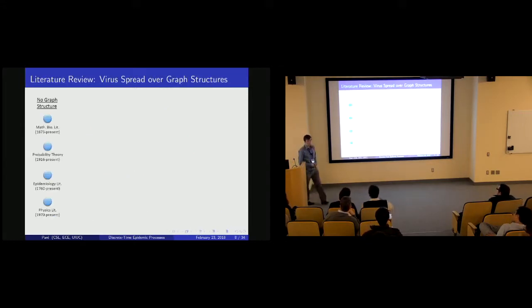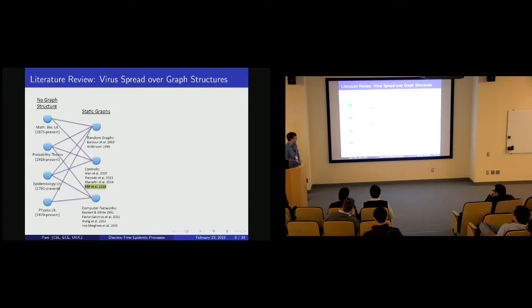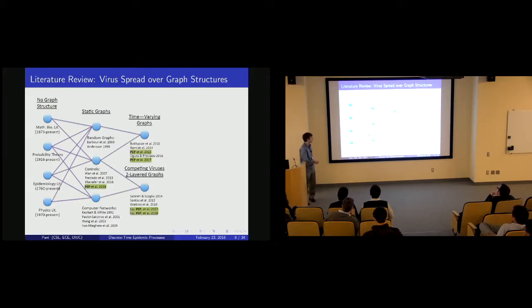Yeah, so there's a rich body of literature in this area. It's been studied for years, as I mentioned, starting with Bernoulli, and many different fields have picked it up, and it has evolved over time. This is one view of the literature. There's been static graph structures by various fields, and then there's the contextualization of my work in graph-dependent spread.